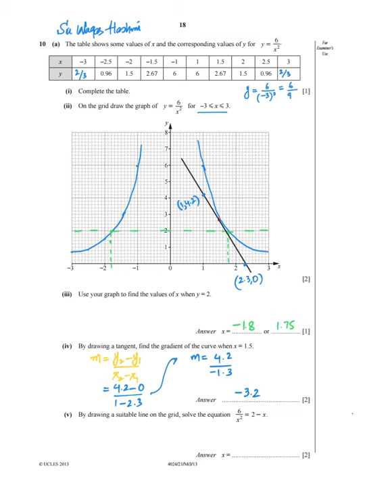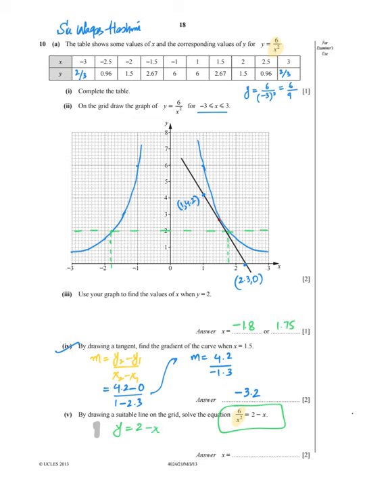That is your answer for the fourth part. After that, by drawing a suitable line on the grid, solve the equation 6 over x squared equals 2 minus x. For these types of questions, first we need to relate these equations with their main equation. If you observe closely, 6 over x squared is basically equal to y. So basically the equation is y equals 2 minus x.